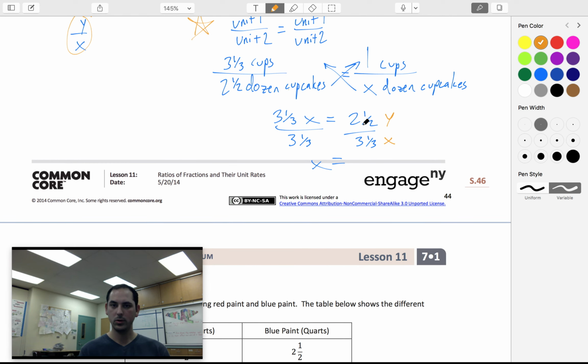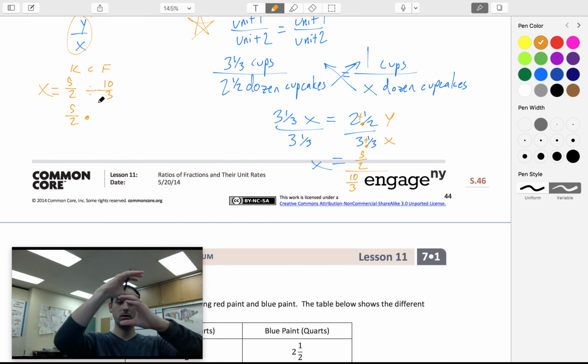2.5. Multiply and add. This is 4, 5 over 2, divided by, and then multiply and add. 3 times 3 is 9, plus 1, 10 over 3. So this is x equals, I'm going to write it over here because I ran out of room, 5 over 2 divided by 10 over 3. Keep, change, and flip. This becomes 5 over 2 times, and then 10 over 3 reciprocal, 3 over 10.